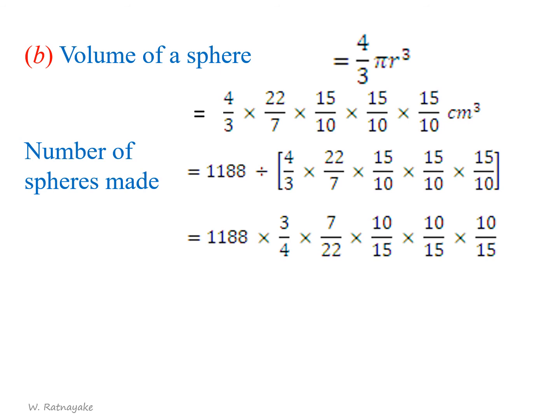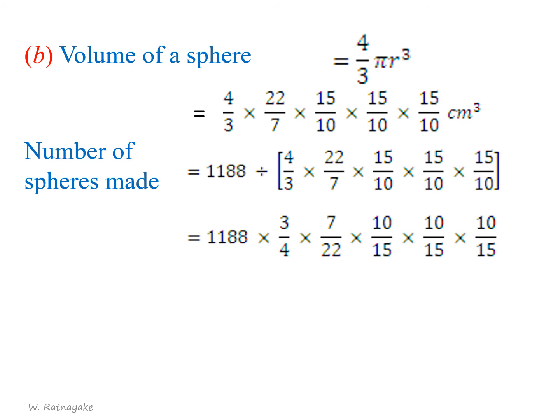Instead of 4 upon 3, we have got 3 upon 4, 7 upon 22, 10 upon 15, 10 upon 15 and 10 upon 15. Now this is the numerical expression that will help us to get the final answer to the question. Now we can do the simplification. Now see how we have done it.